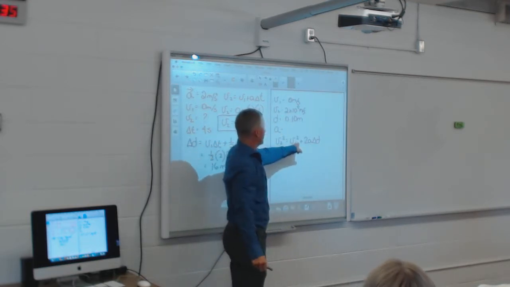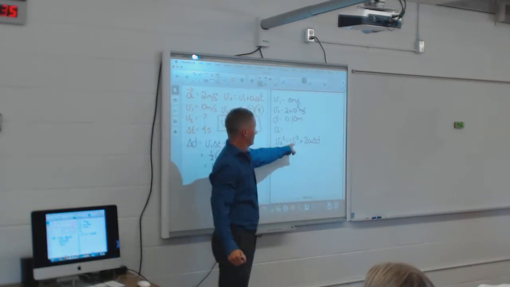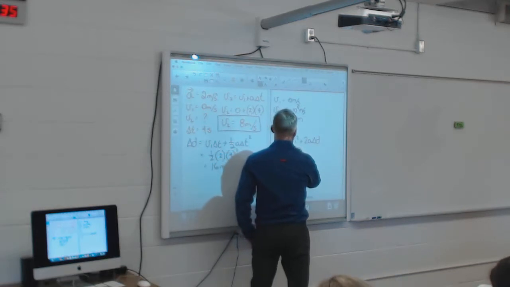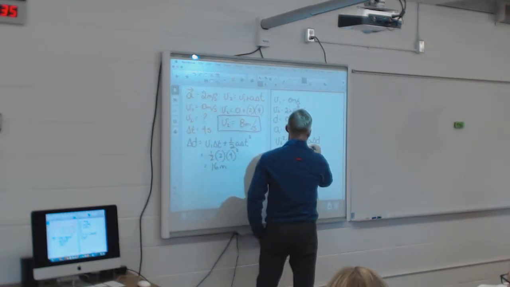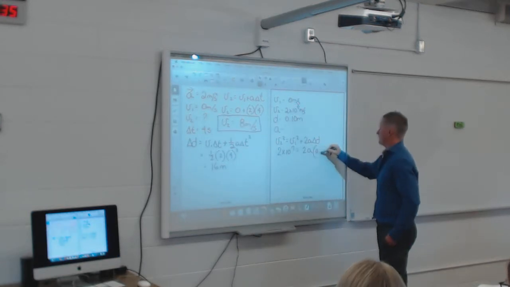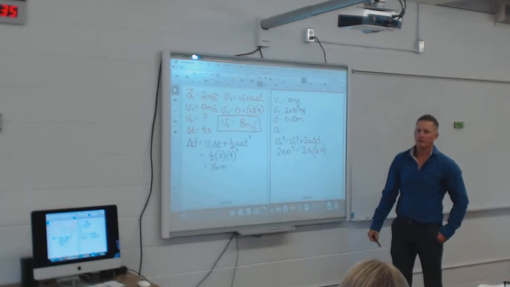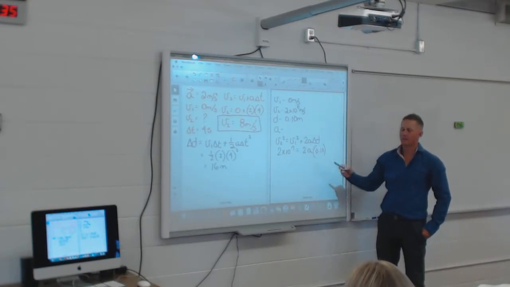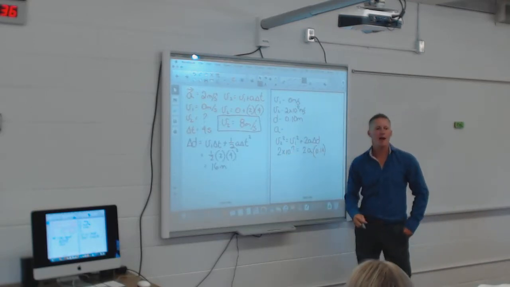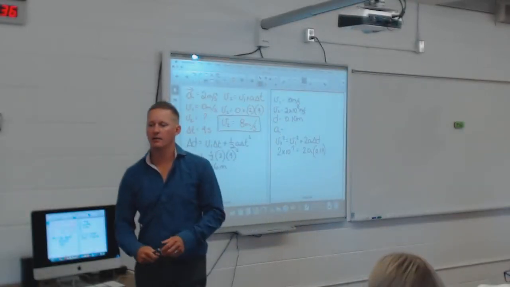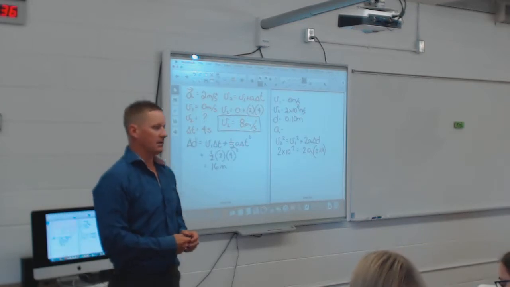Okay, I know that's 0, right? v1 is 0. So all I have to do is go 2 times 10 to the 7 is equal to 2a times 0.1. So I just need to take 2 times 10 to the 7 and divide it by 2 times 0.1. You need to use brackets when you do that. So everybody punch it into your calculator right now.